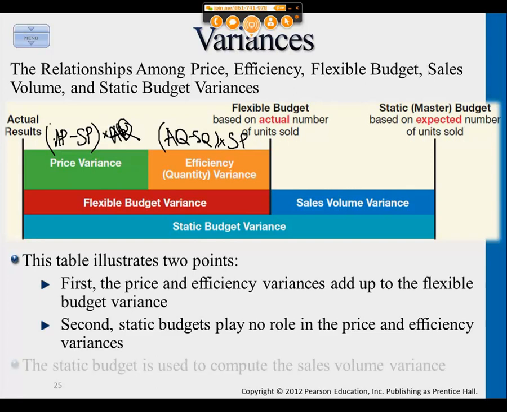So let's look further. Our static budget is used to compute the sales volume variance only, right? So your price variance, your efficiency variance, and the flexible budget variance is the calculation between the numbers of actual results and the flexible budget. And your flexible budget and static budget numbers are only related through the sales volume variance. That's it.